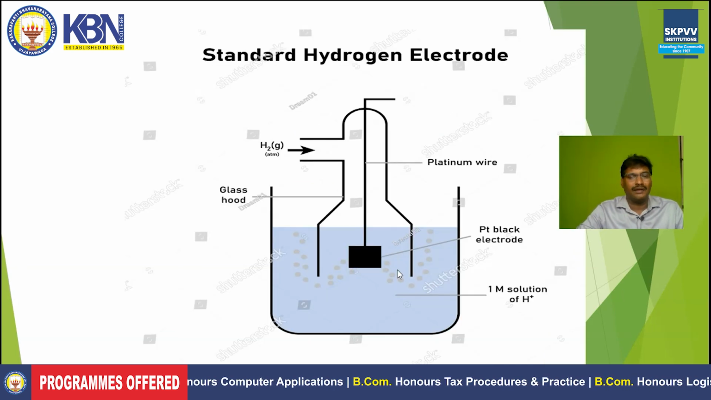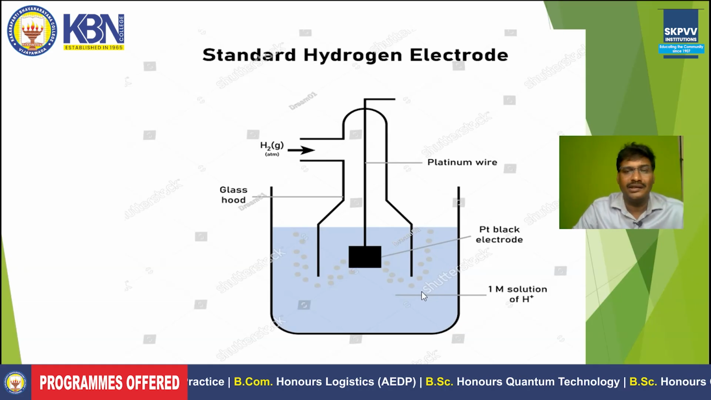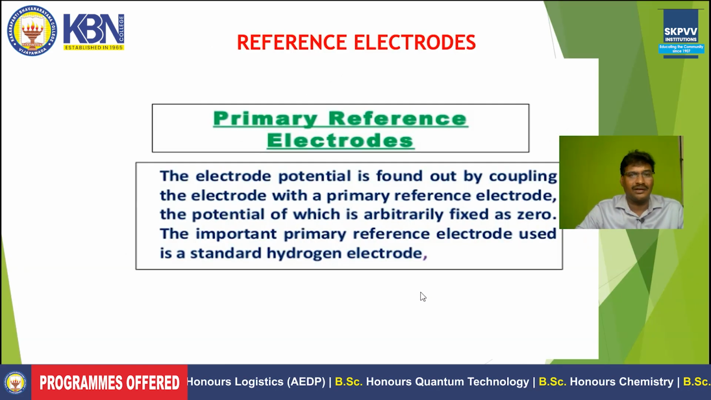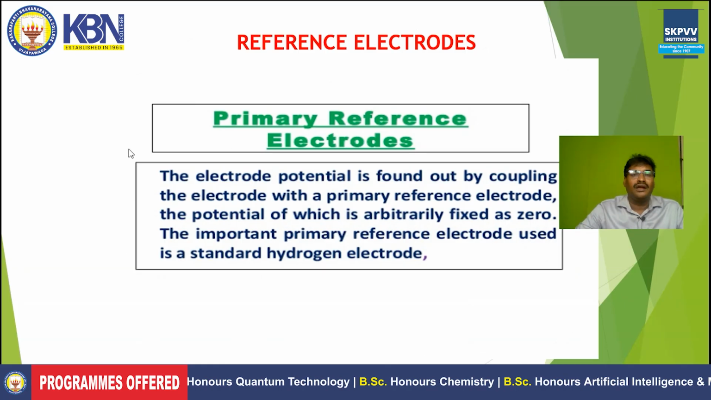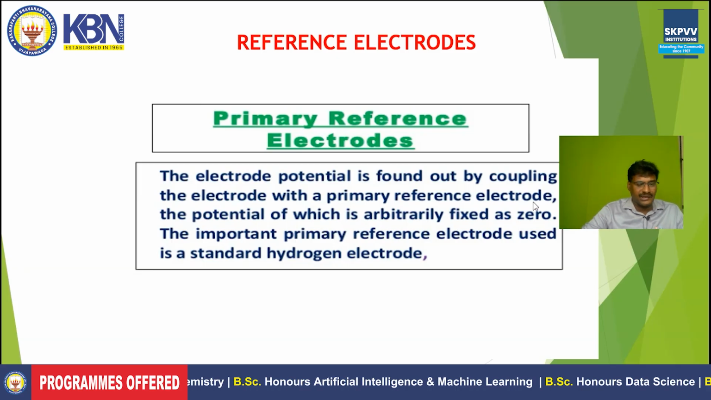Again, one diagram. This is the glass rod, platinum wire, hydrogen gas, and 1 molar HCl solution. In the same way, it is represented. It is called the standard hydrogen electrode, also called the primary reference electrode. The electrode potential is found by coupling the electrode with the primary reference electrode, whose potential is arbitrarily fixed as 0. The important primary electrode used is the standard hydrogen electrode.